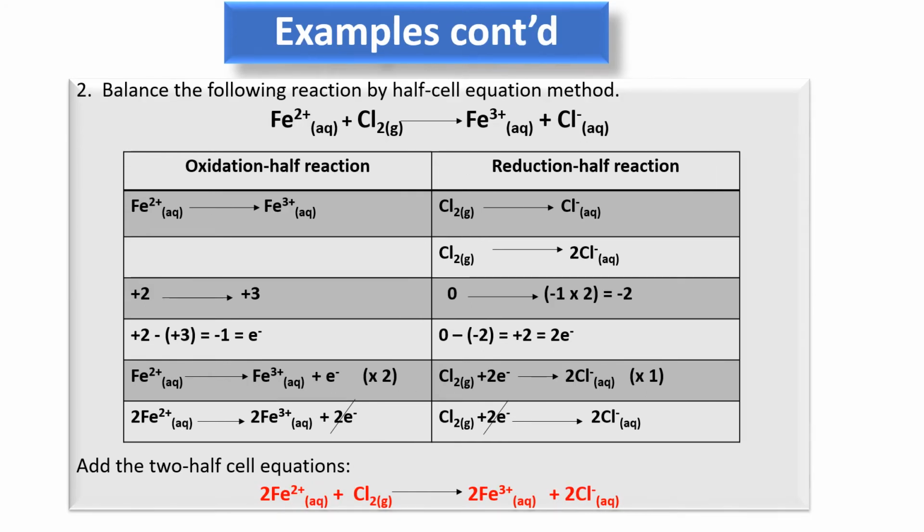Here is another example. Example number 2. The chemical equation that is given to us to balance is Fe2 plus and Cl2, and the 2 of them react together to form Fe3 plus and Cl minus. So what do? This is very easy, and I tell you it's very easy.